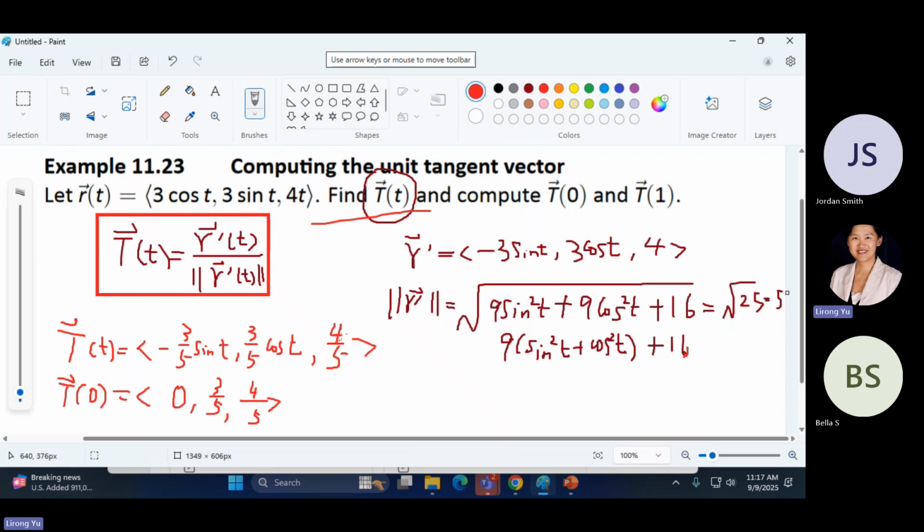The other question is to calculate the tangent vector at t equals 1. With t equal to 1, I have no other way, I'll just write it: negative 3/5 sine 1, and 3/5 cosine 1, and then 4/5. That's pretty much it to answer those. So I finished calculating everything in this example. It's an exercise on determining and applying the unit tangent vector. Any questions?